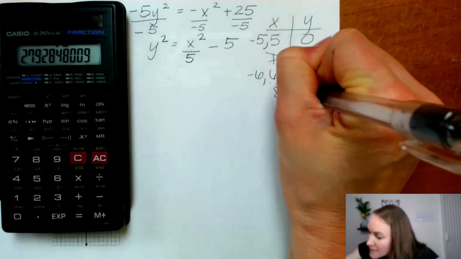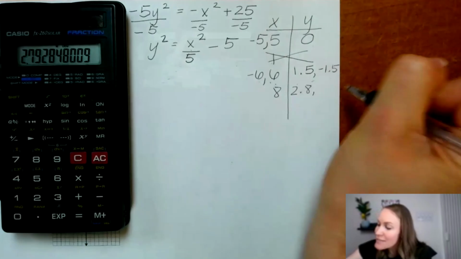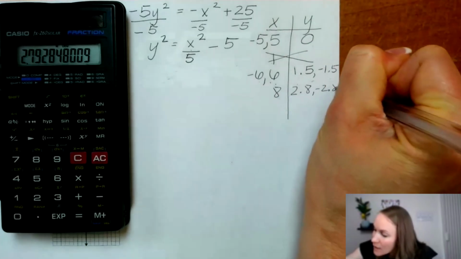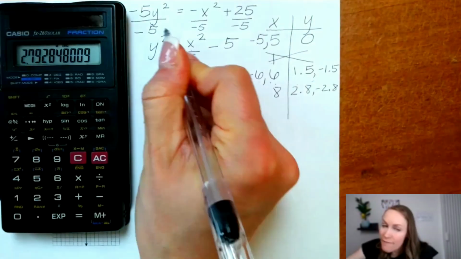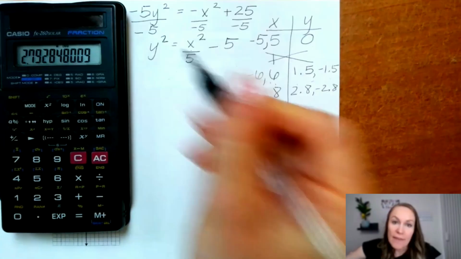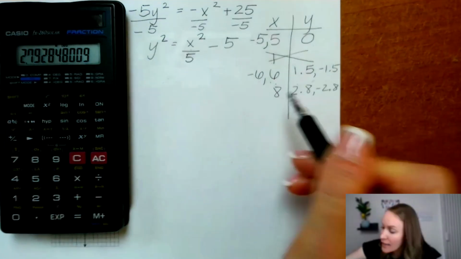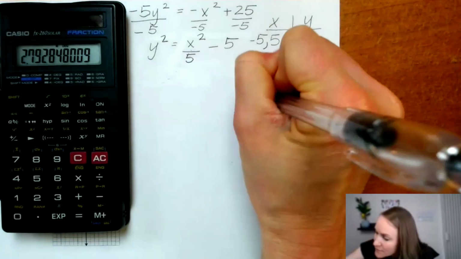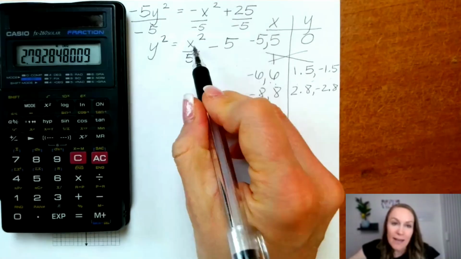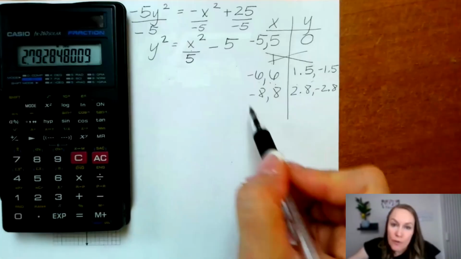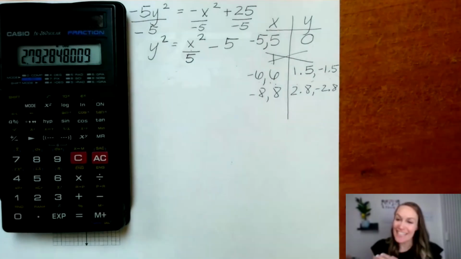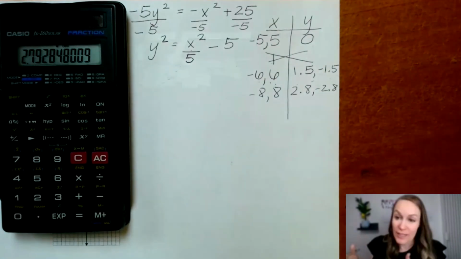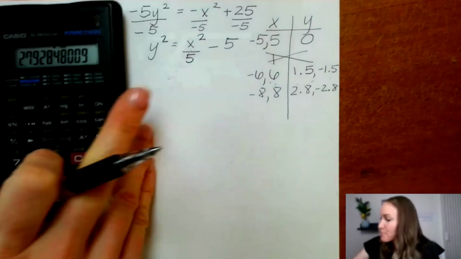So I have the positive 2.8, and again, I have the negative 2.8 because our y value is squared. And then I need to take the positive case for x and the negative case for x because my x is squared. So from these numbers here, I again get 4 points. All right, this is enough to graph it. So let's go ahead and graph.